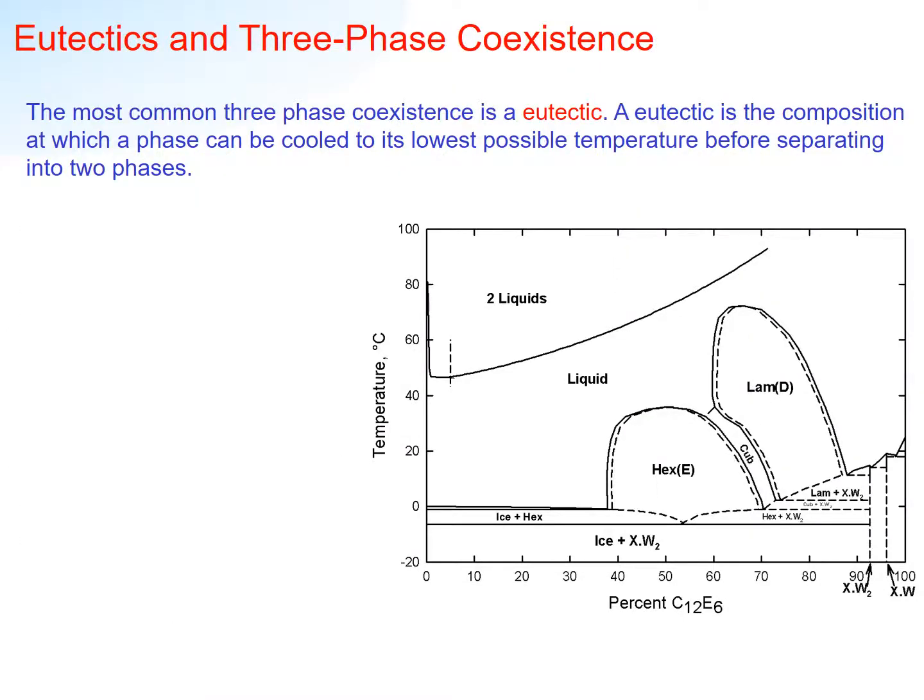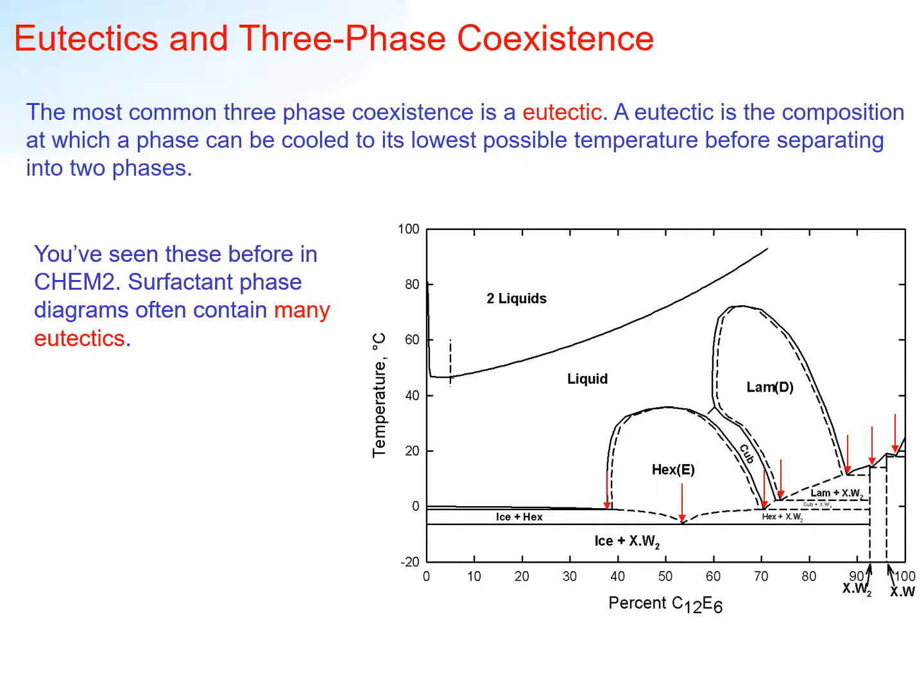Three-phase coexistence is next. The most common kind of three-phase coexistence is a eutectic. There are a couple of others, but you don't need to know about them yet. A eutectic is the composition at which a phase can be cooled to its lowest possible temperature before it separates into two phases. And at just that temperature, the intercooled phase and the two separate phases can coexist. You've actually seen these before in chemistry too.